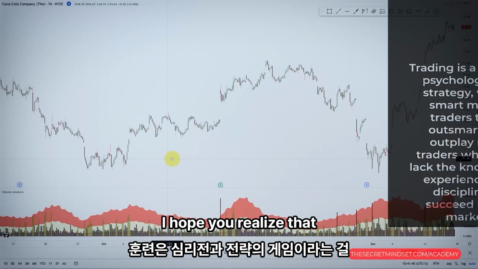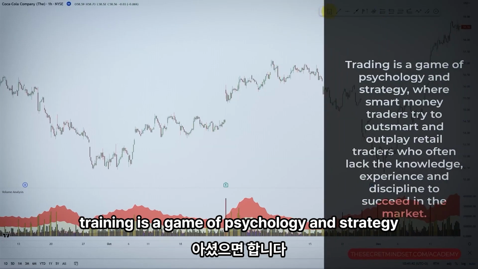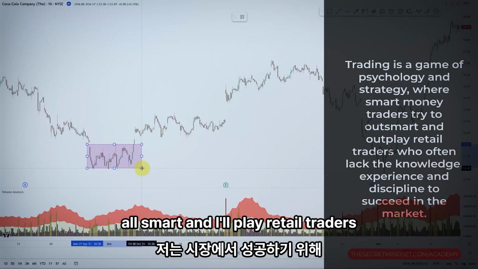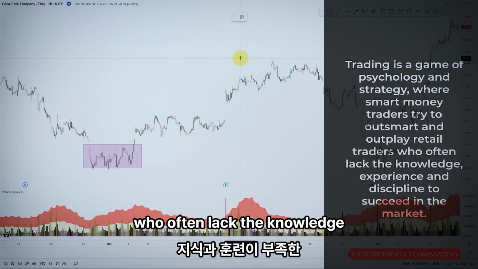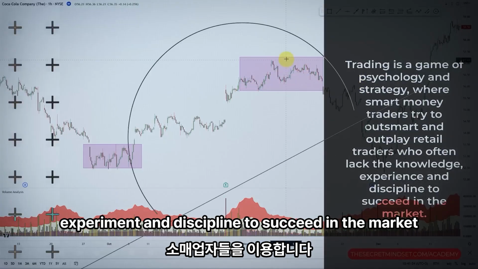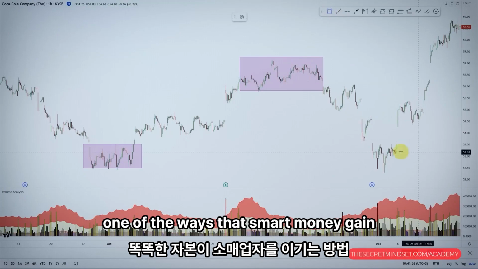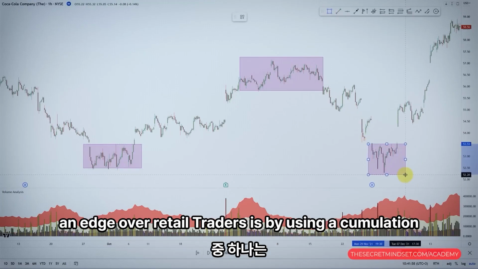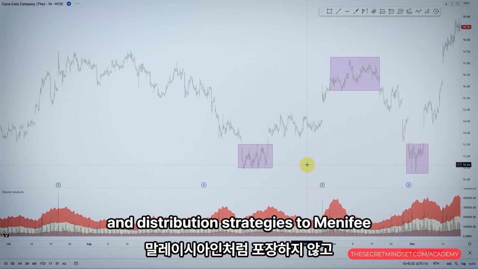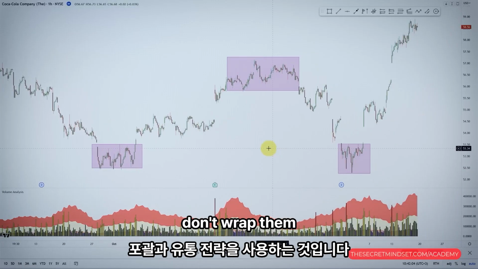I hope you realize that trading is a game of psychology and strategy where smart money try to outsmart and outplay retail traders who often lack the knowledge, experience, and discipline to succeed in the market. One of the ways that smart money gain an edge over retail traders is by using accumulation and distribution strategies to manipulate and trap them.